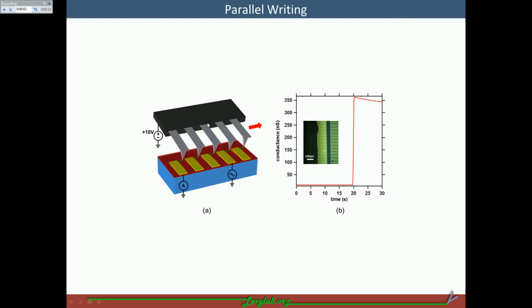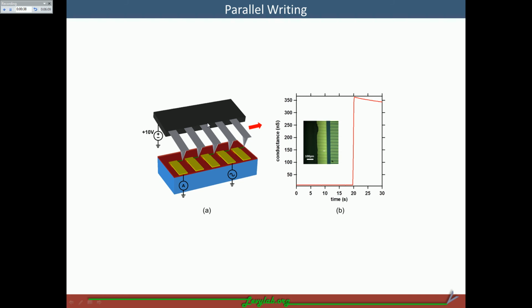Okay, so the next thing we demonstrate is parallel writing. Here we replace the single AFM tip with a one-dimensional probe array, where all of the tips are electrically connected to each other, and we monitor the conductance between two electrodes on the surface that are far away, with floating electrodes in between them.